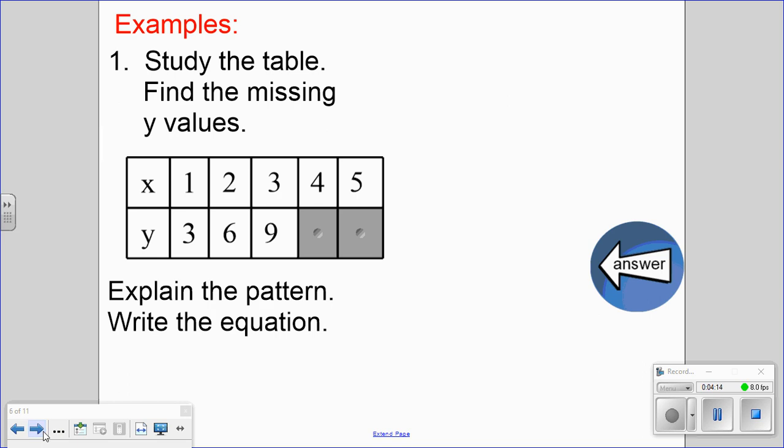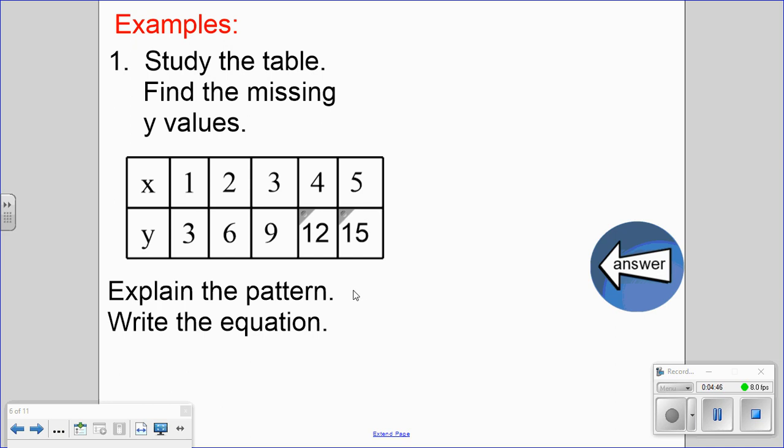Okay, one of the things that we want to be able to do is write the equation given a relation. So here we have the relation that's in a table. We have the x values of 1, 2, 3, 4, 5, and we have the y values of 3, 6, 9, and then we have some that are missing. What you want to do is look for a pattern. So we see the x's are increasing by 1s here, and it appears that the y's are increasing by 3. So if we continue that, this would be 12, and this would be 15.